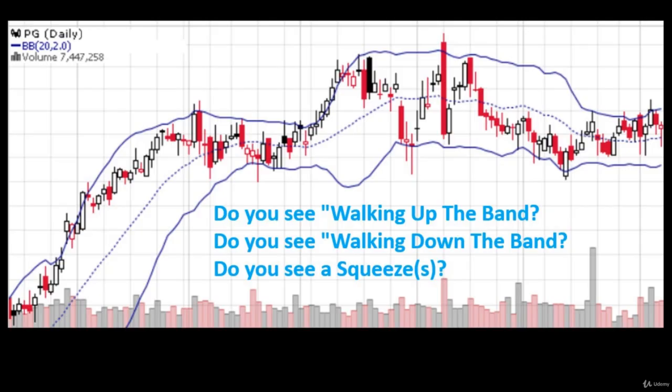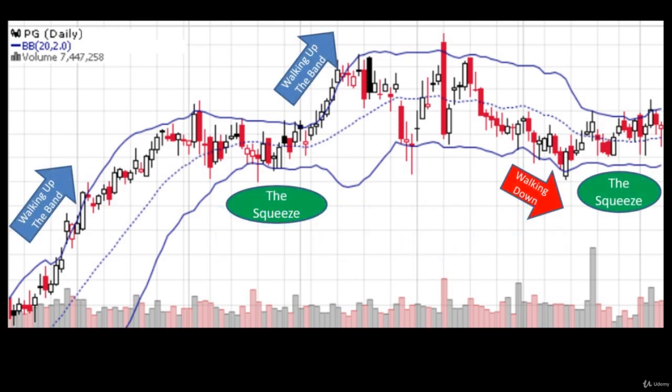And do you see a squeeze? Do you see the squeeze in there? So you might see where things are walking up and down the band here. This happens to be for Procter & Gamble, a consumer products stock. So we look at the far left, you can probably see there, right, where it's walking up the band. We have a nice little gap. It comes off the band a little bit, but it walks up a little bit.